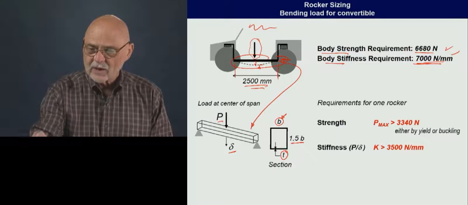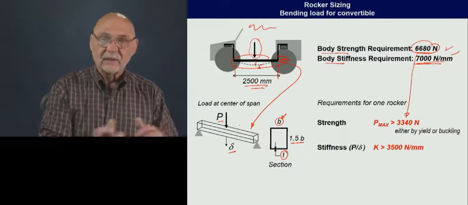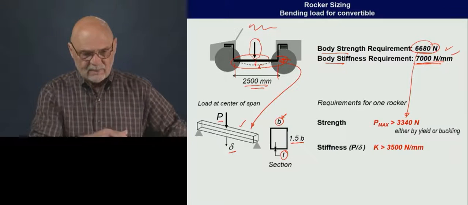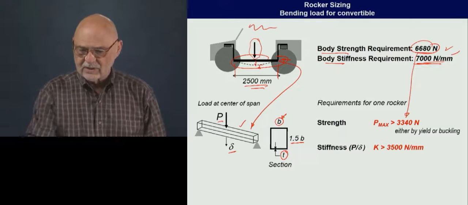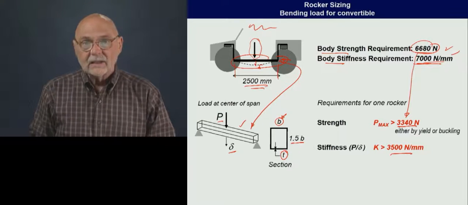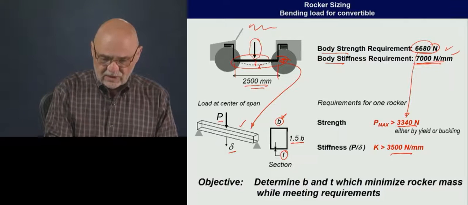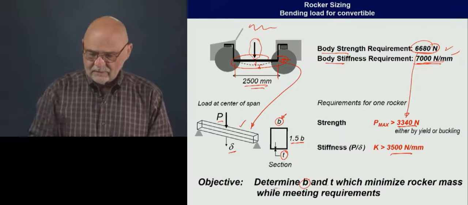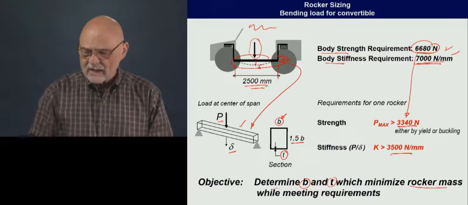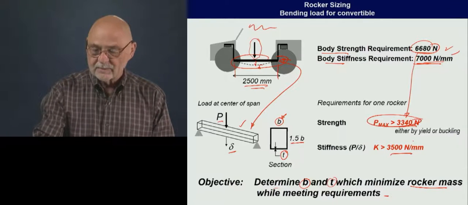And we're going to take these requirements and divide by 2 because we're looking at just one half of the car, maybe the left side we're considering here. So these are now the requirements on this little beam. In this little exercise, we're going to determine B and T that will minimize the rocker mass and yet still meet the 2 requirements that we've set up.